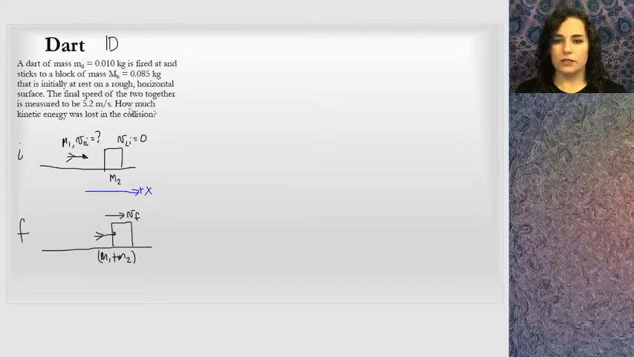But let's look at what we're asked in the problem. It says, how much kinetic energy was lost in the collision? So we're going to calculate the kinetic energy lost. The kinetic energy lost will be the initial kinetic energy minus the final kinetic energy. The initial kinetic energy is going to be a larger number, so when I calculate this, it will be a positive value. The change in kinetic energy, final minus initial, would be negative, but we're calculating the kinetic energy lost.